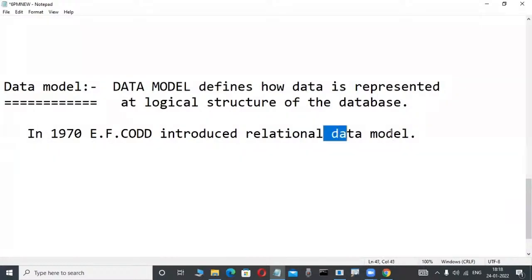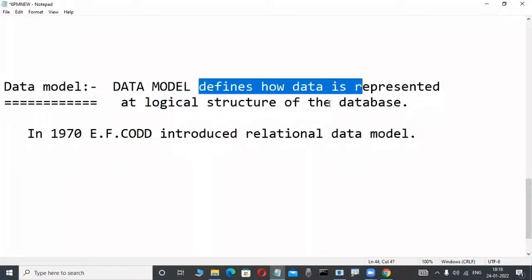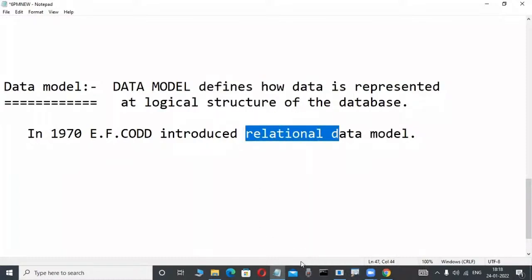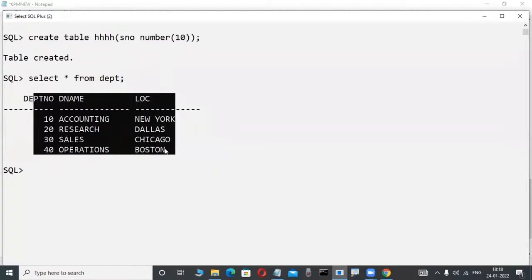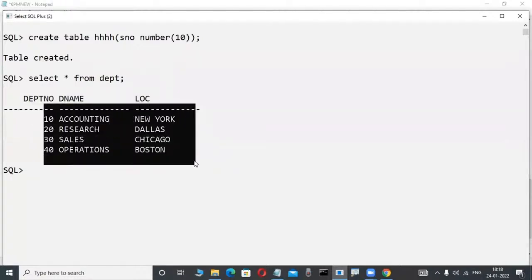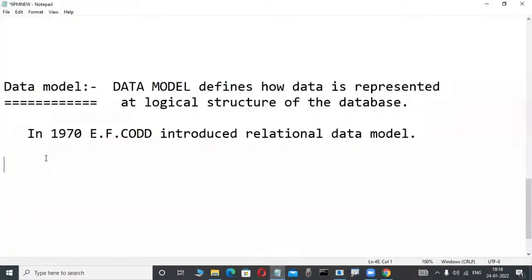So in 1970, E. F. Codd introduced the relational data model. Relational data model means what? How is data represented in a logical structure? This is a logical structure, not visible in the operating system. In this logical structure, data is represented in the format of rows and columns, and that is nothing but two-dimensional tables.